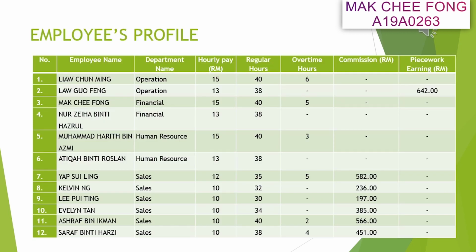This is our employee profile. In the operation department there are 2 employees, and the financial and human resources department also has 2 employees. The most employees are in the sales department. There are 6 employees.